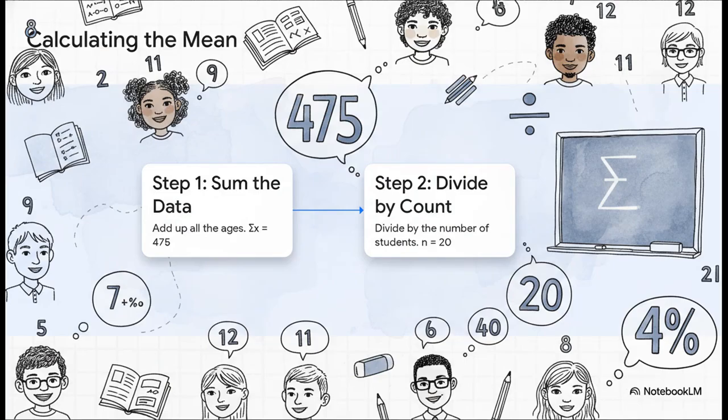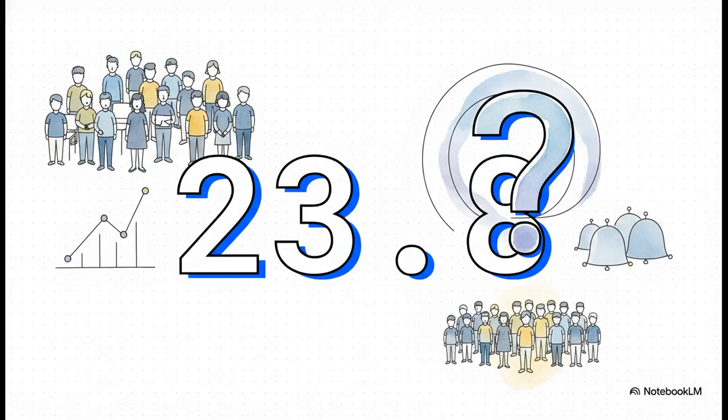Okay, let's actually run the numbers for our classroom. Step 1, we add up all 20 of those ages, and that gives us a grand total of 475. Step 2, we just divide that sum by the number of students we have, which is 20. And boom, that gives us a mean age of 23.8 years. There you have it. Problem solved. The typical age in the classroom is 23.8.